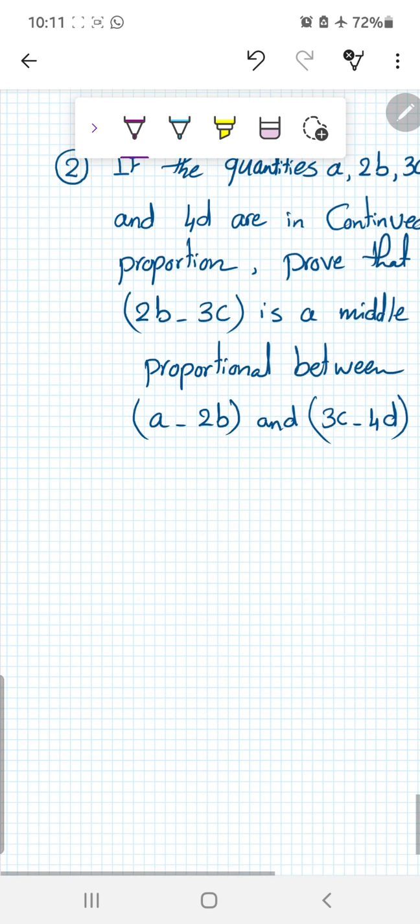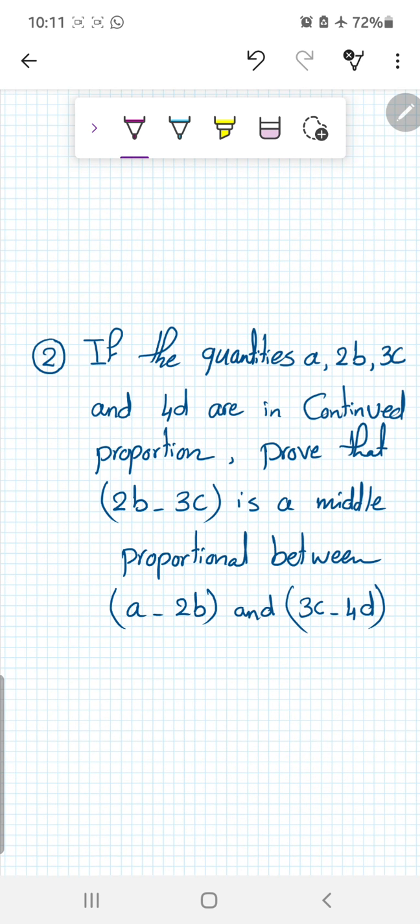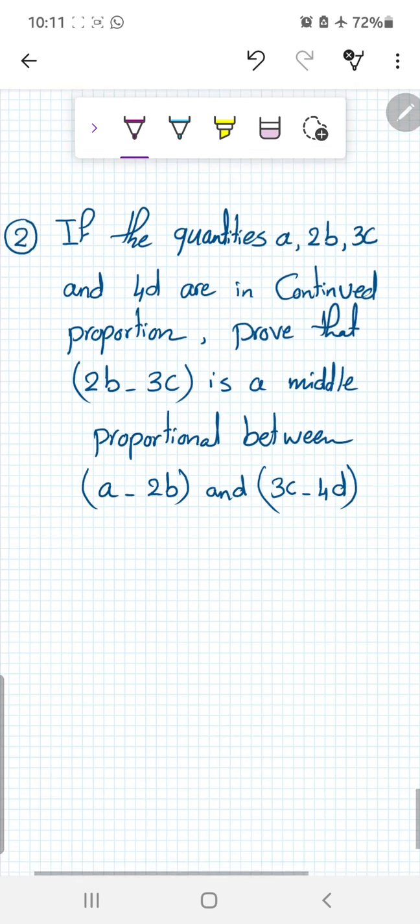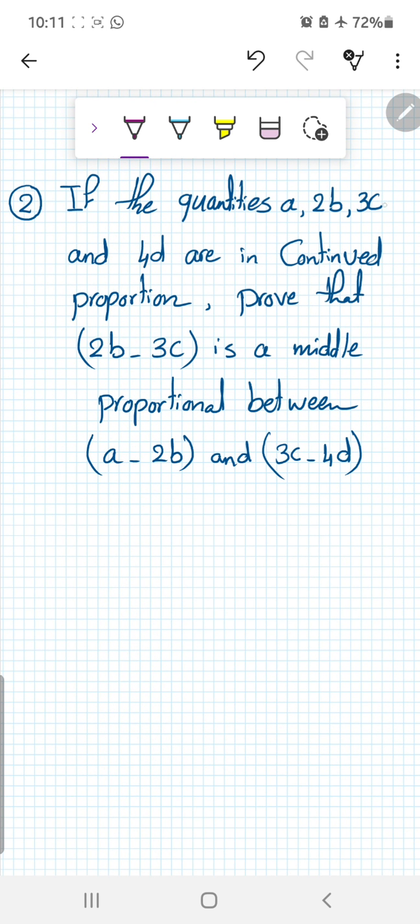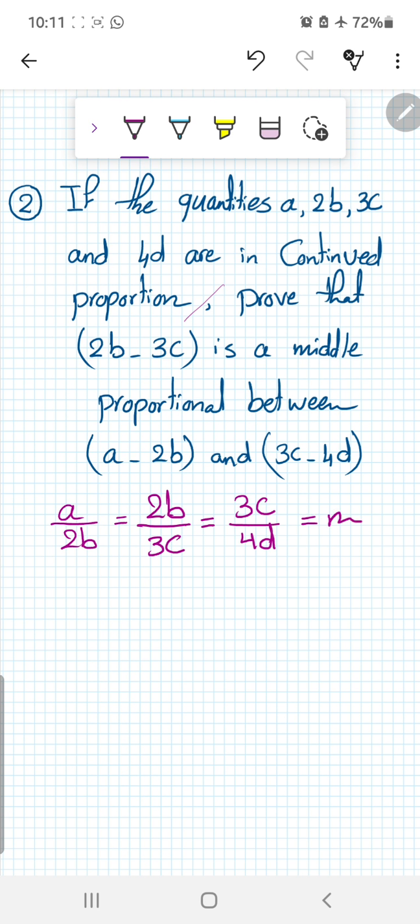Okay, the last example, if the quantities a, 2b, 3c and 4d are in continued proportion. Okay, so first write the quantities, as we said continued means repeated, connected. So a over 2b equals 2b over 3c equals 3c over 4d. All of this equals m.